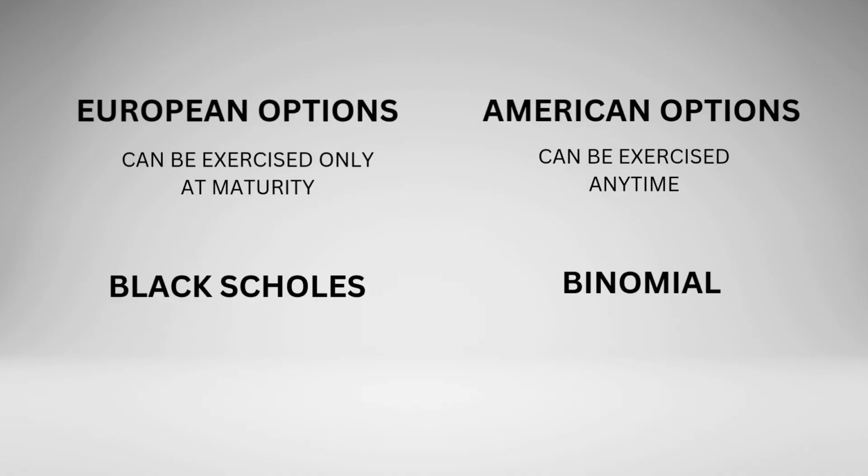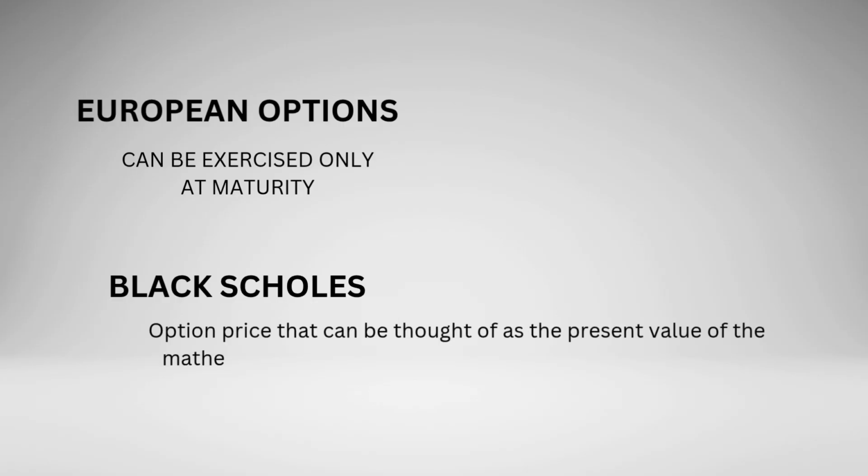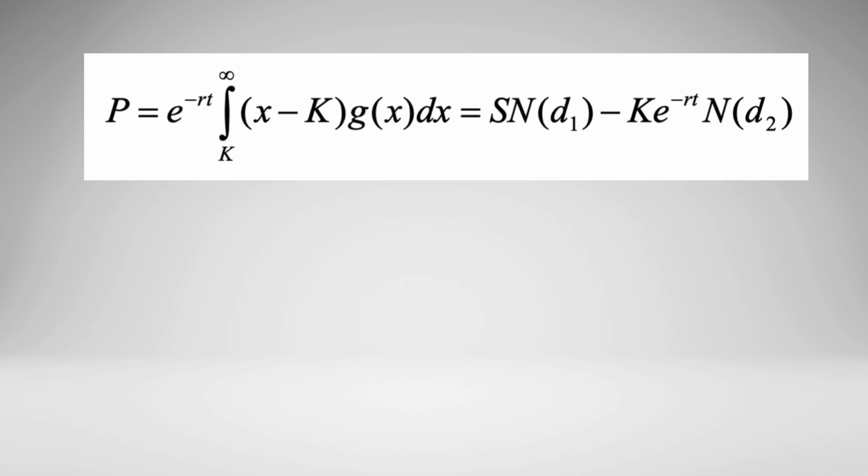Now, as we stated in our previous episode, and please watch that, the Black Scholes model gives the option price that can be thought of as the present value of the mathematical expectations of all the differentials above the exercise price K, at least just for the call option. That is, under certain given assumptions, it produces this written equation, the famous Black Scholes option pricing model. Now, let's revisit the technical details as we promised last time.